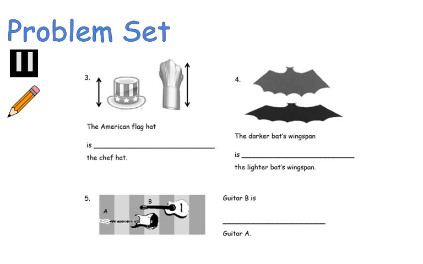Number 4. The darker bat's wingspan, that's this one, is blank the lighter bat's wingspan. So which bat is the darker bat, longer or shorter than the lighter bat? Pause your video and write your answer.